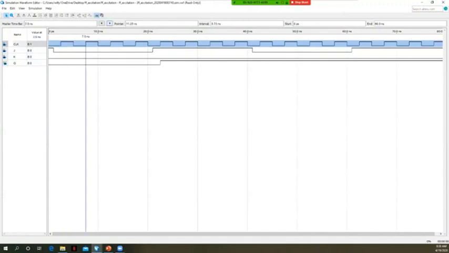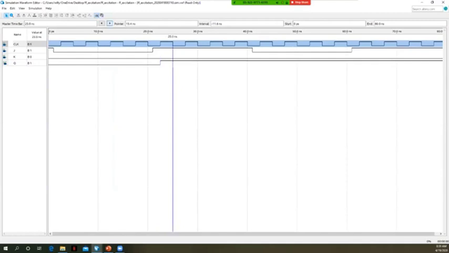At the next rising clock edge, J and K are still zeros. No change in Q. Next rising clock edge, same thing. They're both zeros. No change in Q. Same thing here. J and K are both zeros. No change in Q. But now at our next rising clock edge, J is a 1 and K is a 0. This is the set state. And so we can see now that the output of Q becomes a 1.